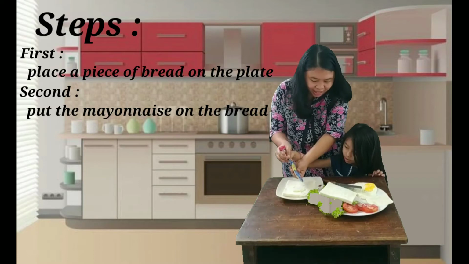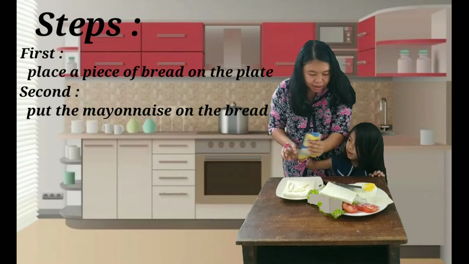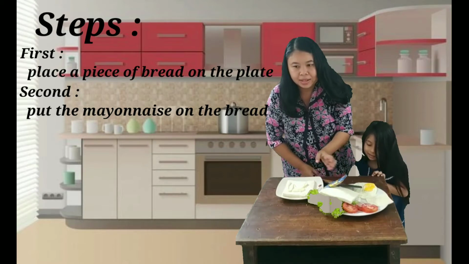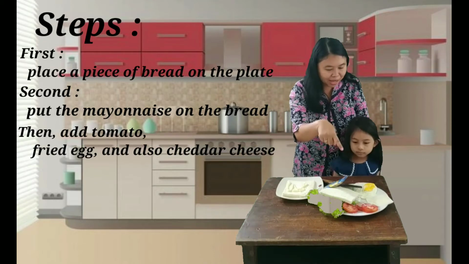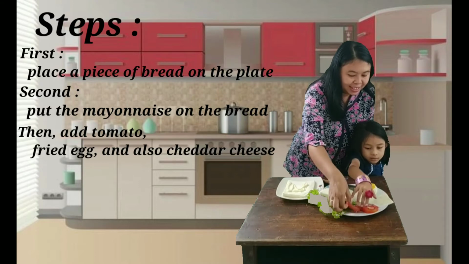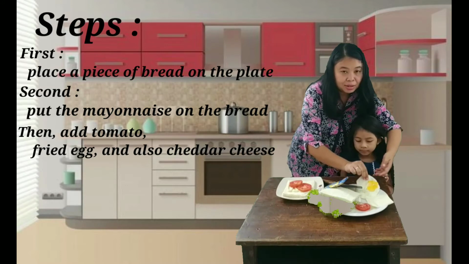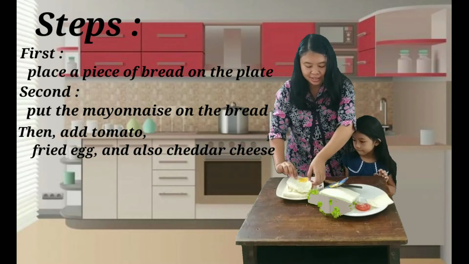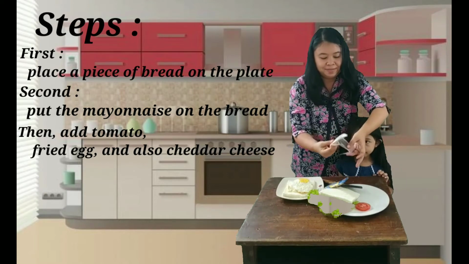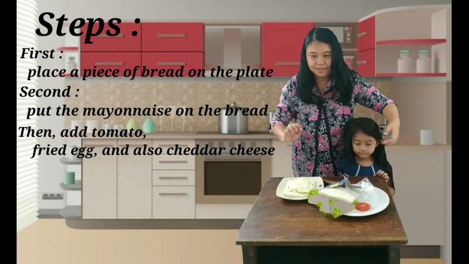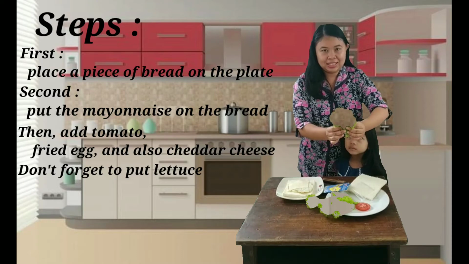Okay, what do we put? Mayonnaise. What is this? This is called mayonnaise. Then add tomato, fried egg, and also cheddar cheese. Don't forget to put the lettuce.